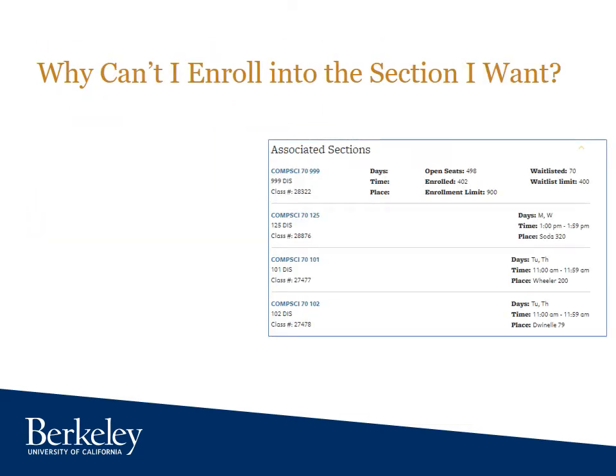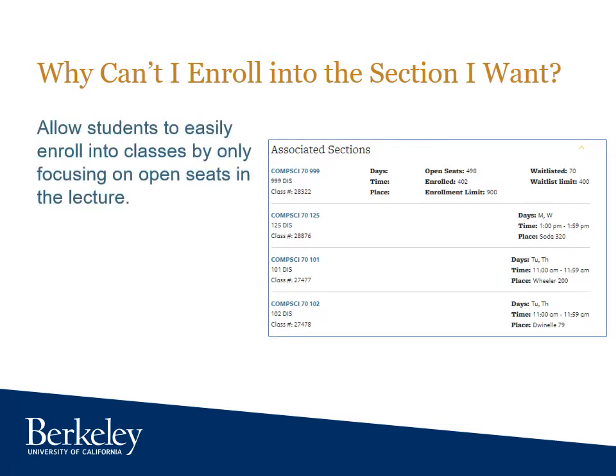Okay, question 3. Why can't I enroll into the section I want for a class? I often get this question from students who are not familiar with the 999 sections that we use in the EECS department. So many computer science classes use these 999 placeholder sections to allow students to focus on getting into the class instead of having to worry about the seating capacity within the related discussion or lab section for a class. And other departments don't do that.